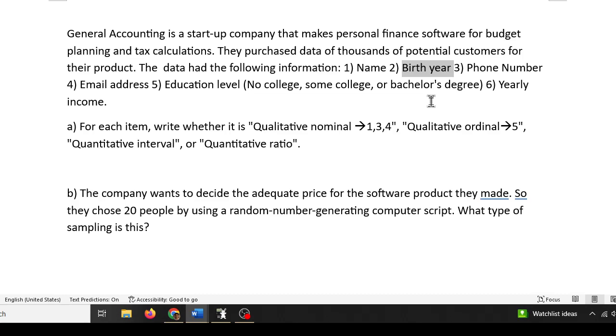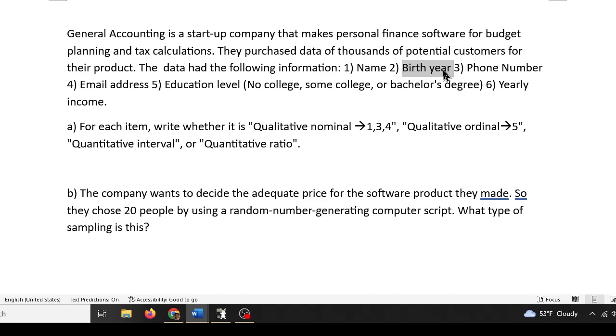It doesn't make sense. Ages have ratio meaning, right? You can say I'm twice as old as you. That makes sense. But when it comes to birth year, what year you were born, ratios don't make sense. You can only talk about the difference between two birth years. You can say, oh, I was born 2 years ahead of you. So that's a difference between the birth years.